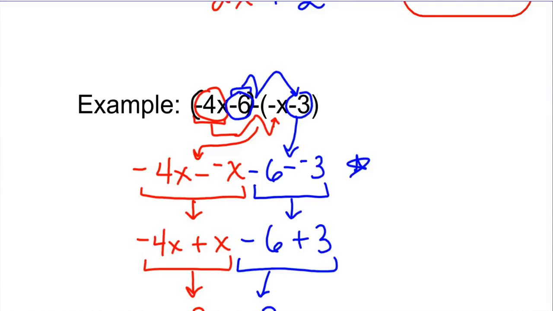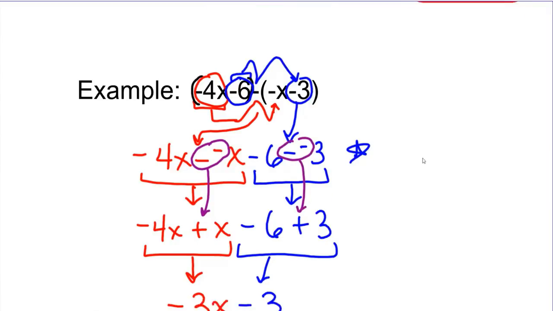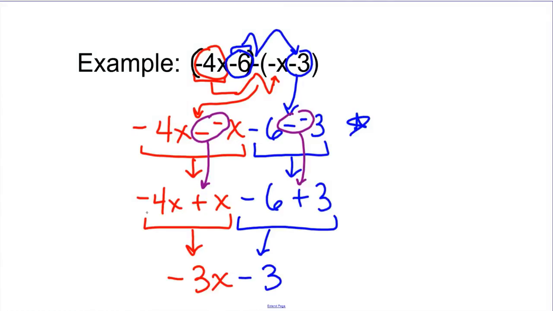Again, we've got double signs going on, and I don't really care for these double signs, so I rewrote that minus a negative as plus. And I did the same thing right here, minus a negative as plus. And then I could simplify this a little bit better. Negative 4x plus x is negative 3x. And then negative 6 plus 3 is negative 3. So that ends up being minus 3. And that's how we get our simplified result, negative 3x minus 3.